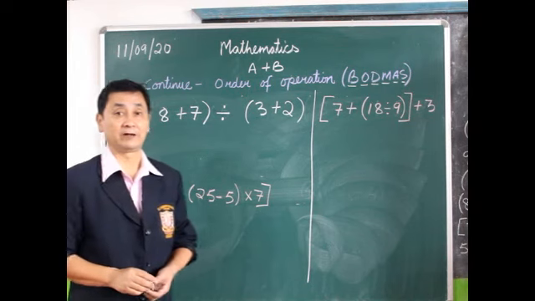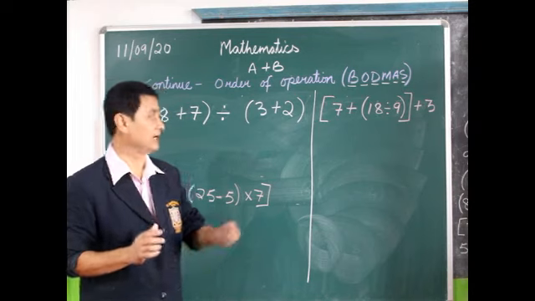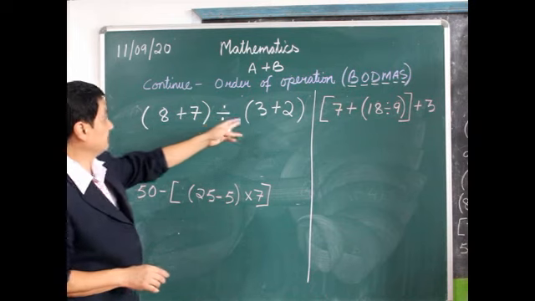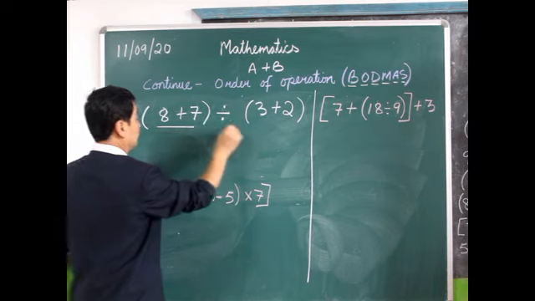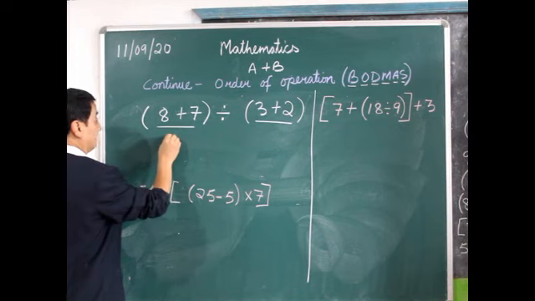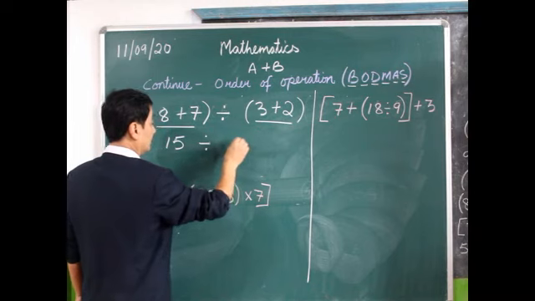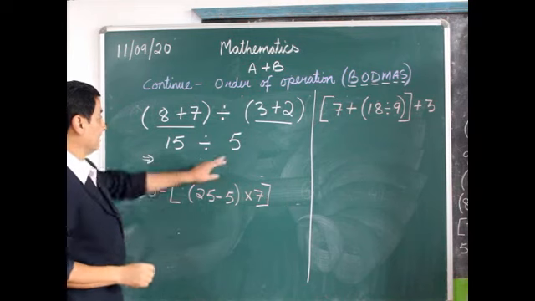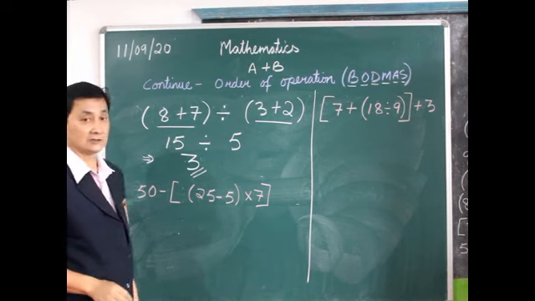These sums may look difficult, but if you underline and go step by step, it's very, very easy. And you must follow BODMAS. So here we see 8 plus 7 bracket divided by 3 plus 2. Now because both these sums are in brackets, we can do it together. 8 plus 7, 15. We can open the bracket divided by 3 plus 2, 5. That's what you get after opening the brackets. Now 5 goes in 15 how many times? 3 times, and that is your answer.